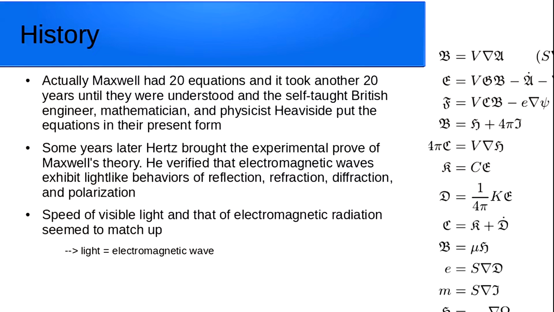Actually, Maxwell also didn't have 4 equations, but he had 20 equations. You can see some of them here on the right side. And it took another 20 years until they were understood by someone else. It was this self-taught British engineer, mathematician, and physicist, Heaviside, who put the equations in their present form, these 4 equations.